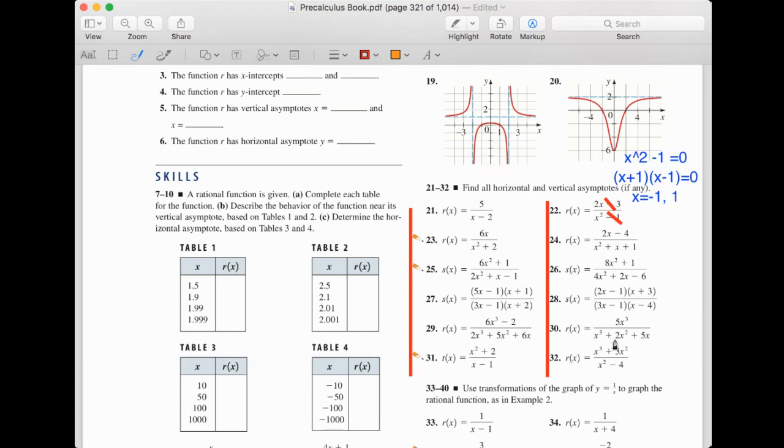For this one, we get 5. The horizontal asymptote is 5x cubed divided by x cubed, that's just 5. For this one, we simplify x cubed divided by x squared and we get x. So we won't get a horizontal asymptote, we just get x. If a horizontal asymptote exists, it's a number.